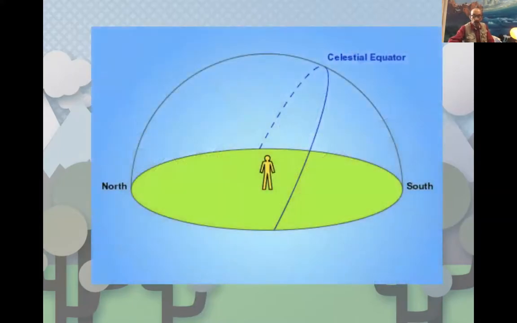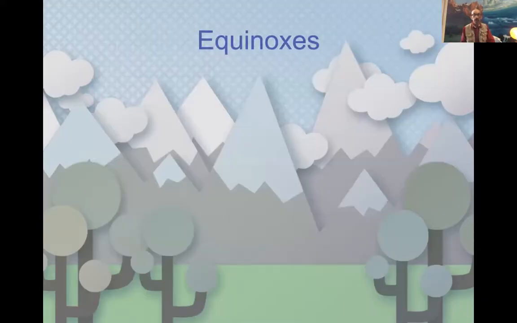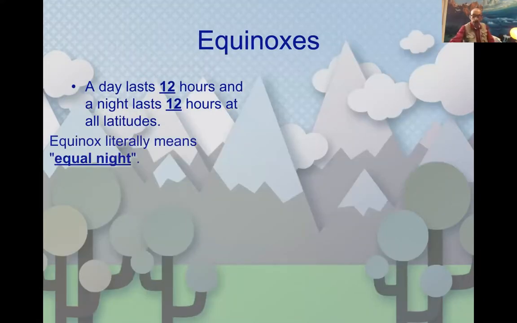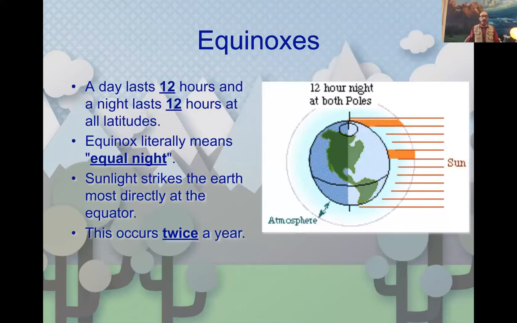The other term that I want you all to become familiar with is the equinoxes. The equinoxes actually represent days where there's an equal amount of daylight and an equal amount of night hours. A day lasts 12 hours and a night lasts 12 hours at all latitudes, all locations, okay? Equinox literally means equal night. Sunlight strikes the earth most directly at the equator, which separates the northern hemisphere from the southern hemisphere. This occurs twice a year.